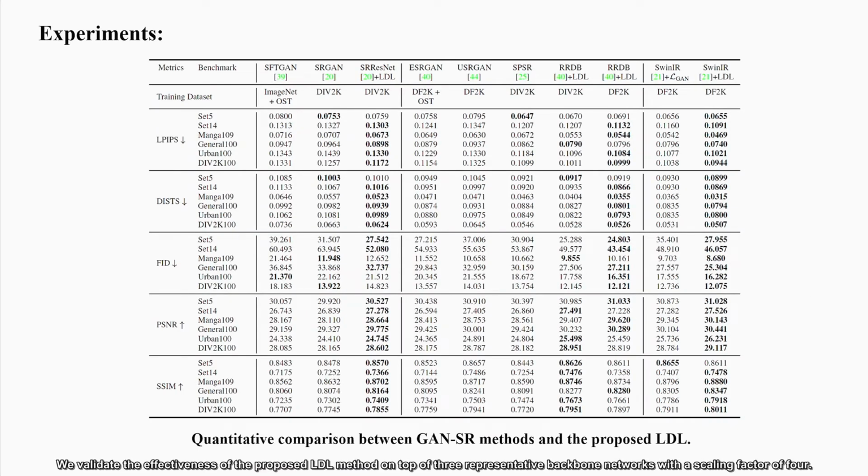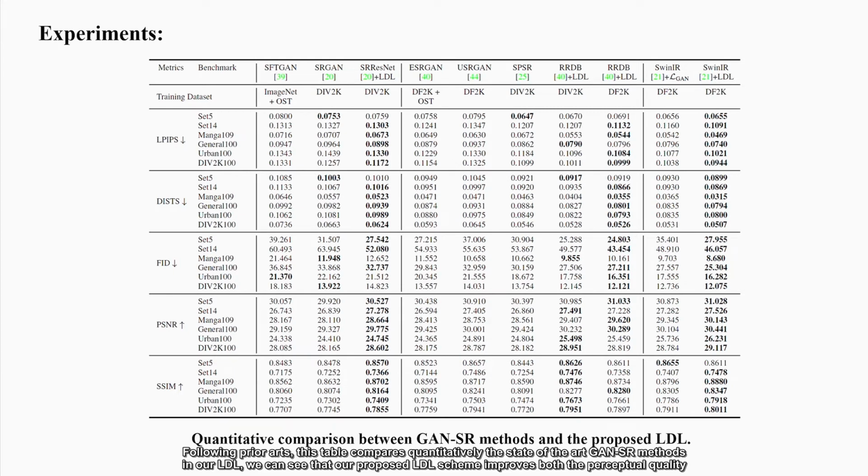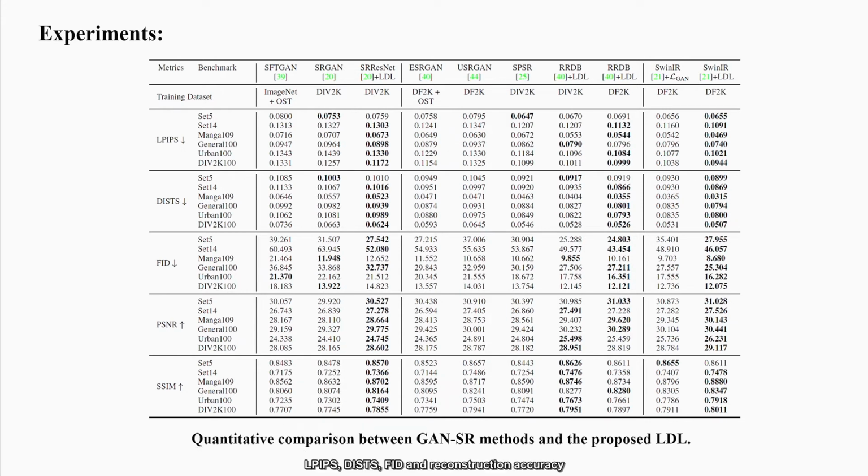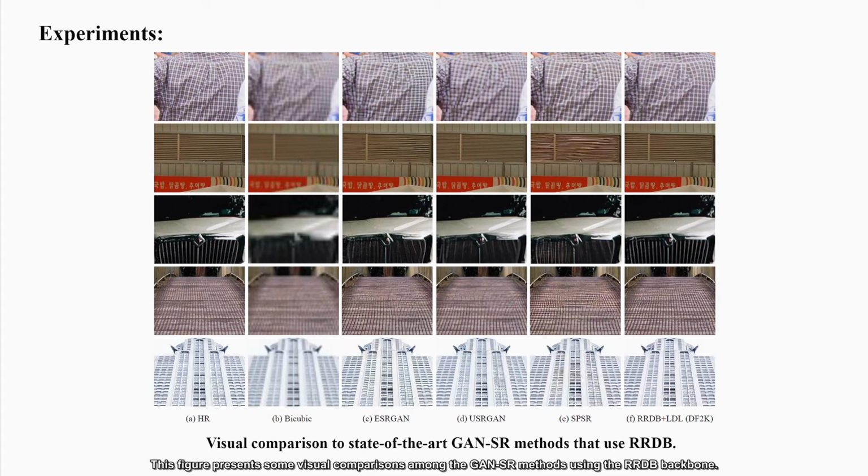We validate the effectiveness of the proposed LDL method on top of 3 representative backbone networks with a scaling factor of 4 following prior arts. This table compares quantitatively the state-of-the-art GAN-SR methods and our LDL. We can see that our proposed LDL scheme improves both the perceptual quality, LPIPS, DISTS, FID, and reconstruction accuracy, PSNR, SSIM, on most benchmarks under all 3 backbones. This figure presents some visual comparisons among the GAN-SR methods using the RRDB backbone. Similar conclusions to the quantitative comparisons can be drawn.